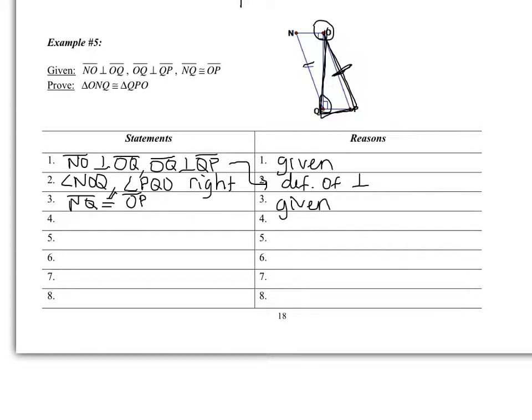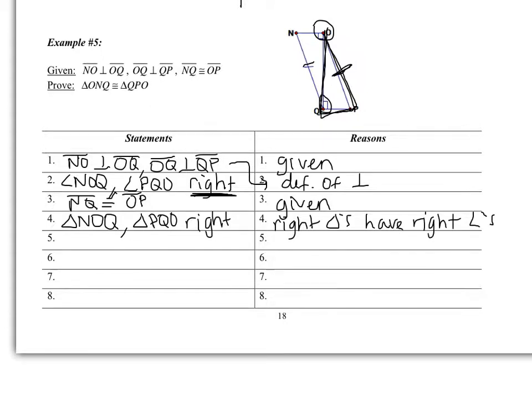So because of that, I have to say that I have a right triangle, because HL, hypotenuse leg, only applies to right triangles. Well, I have right angles, which then means I have right triangles. So I can say triangle NOQ and triangle PQO are right. For a reason, I'm just going to say right triangles have right angles, or you could have put in definition of right triangle. Okay, so I have the H part right now.